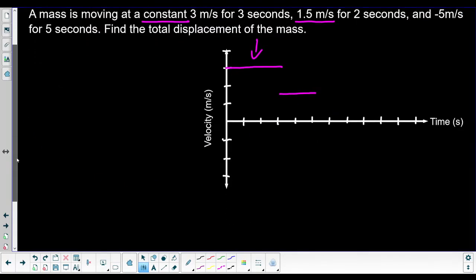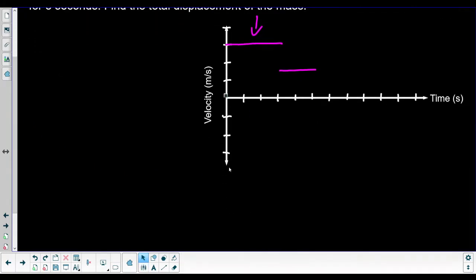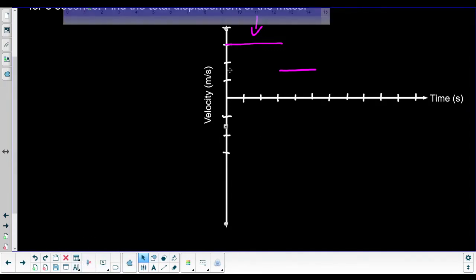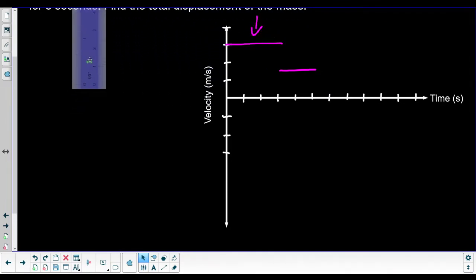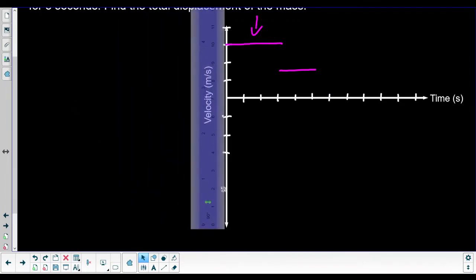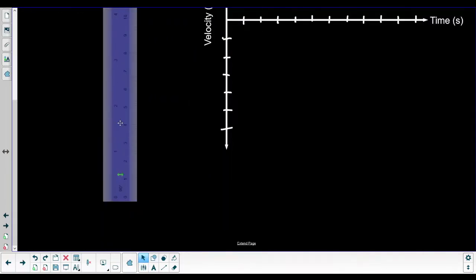Dang, I didn't make my graph big enough. Let's extend that out a little bit. Let's unlock it. Extend that out a little bit. Get our ruler. Rotate that bad boy. And we'll just make sure that we have enough room. Perfect.